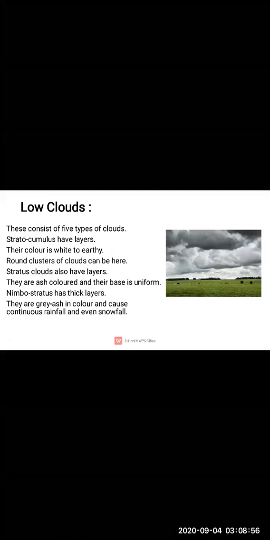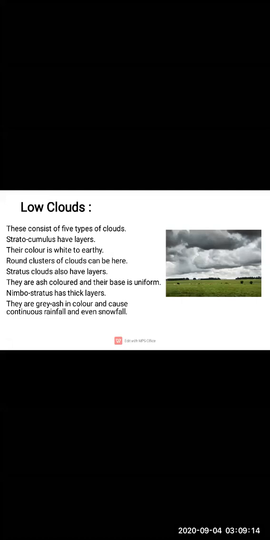Now the second one is stratus. Stratus clouds also have layers in them. They are ash colored, and their base is uniform.